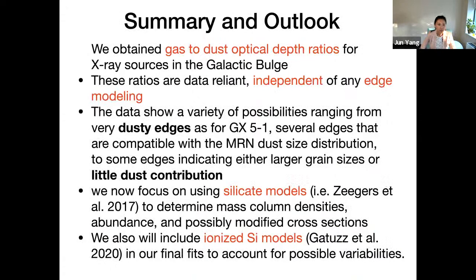So far, we have obtained the gas to dust optical depth ratio for different sources in the galactic bulge. These ratios are data reliant and completely independent of any edge modeling. We can say the variabilities range from very dusty edges at GX 5-1 to some sources with modest dust contribution at GX 3+1. Now we are using the silicate models to determine the mass column densities, abundance, and the possibly modified cross section. Next step, we would like to include the ionized silicon models in our final phase to account for the possible variabilities. Thank you, and I'd like to take questions.